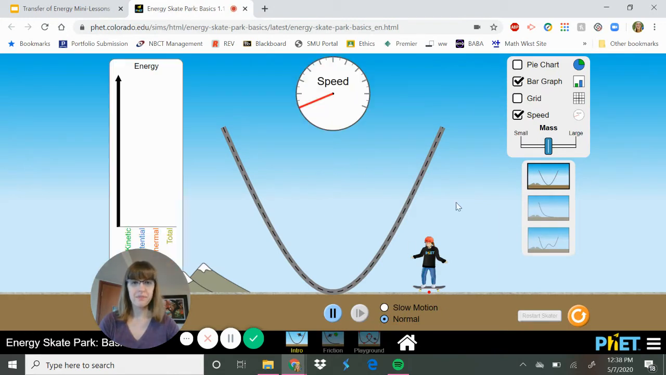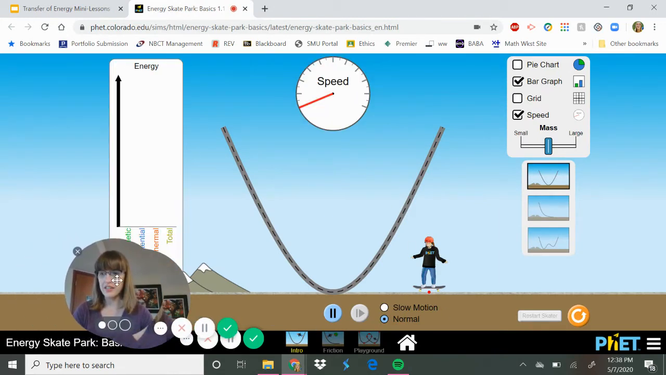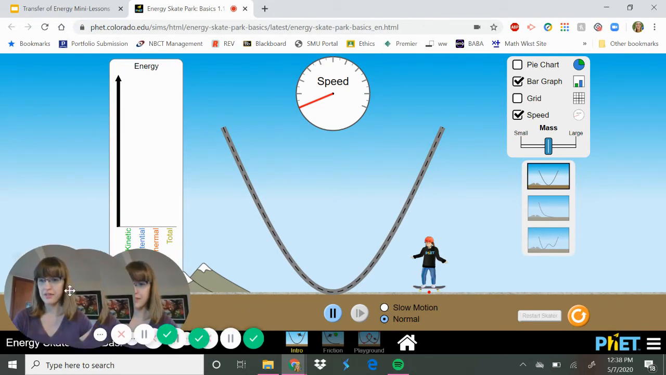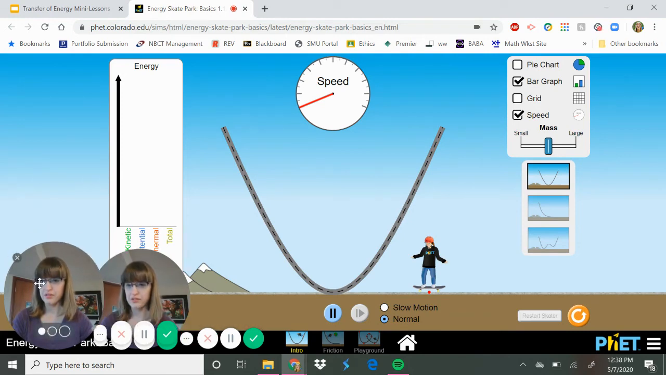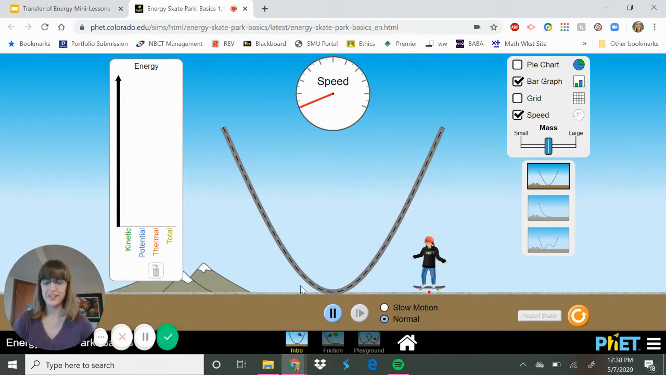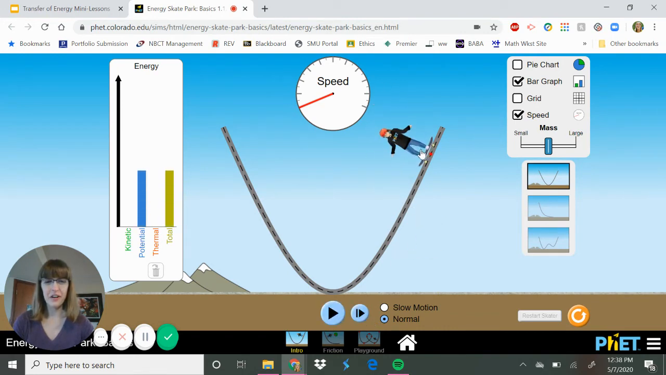With your skate park, you should have seen that when I put my skater up top, I've got a bunch of potential energy. The potential energy is equal to the amount of total energy. As it starts moving, the potential energy goes back and forth, up and down, up and down.